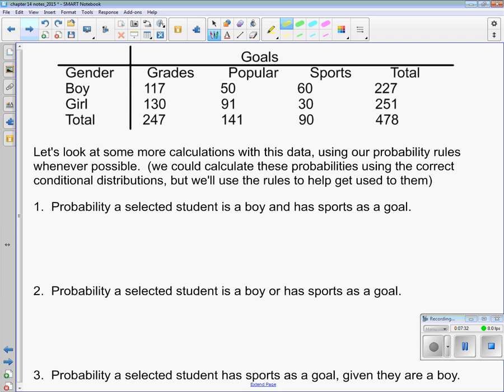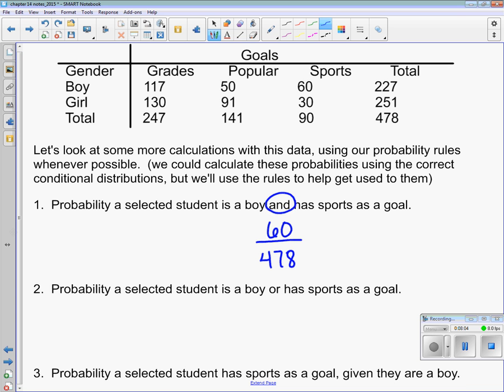Probability, select the student as a boy and has a sports goal. The keyword and means I'm looking where? The middle of the table. So find your intersection of your row and your column, the boy and sports. What number are you looking at? 60. Am I still dividing by 478? It just said selected student, just some random student. So far, yes. And again, you can reduce that if you want.